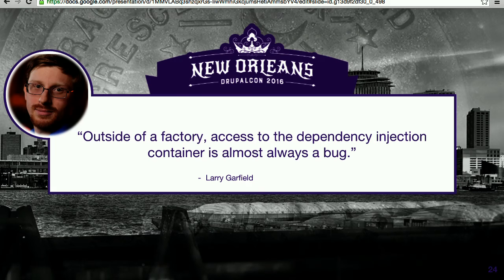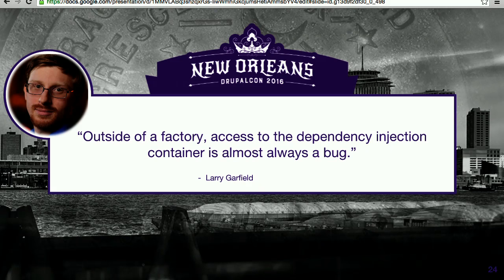So our friend Larry Garfield says, outside of a factory, access to the dependency injection container is almost always a bug. Now you see this all over the place, where someone will go deep in some field and grab the container from a static method, and that's often necessary because you're dealing with legacy code. But you'd rather not do that. Whenever possible, you would like to have your dependencies cleanly injected from the container at construction time. And Drupal 8 has a whole system designed to make this cool and awesome.